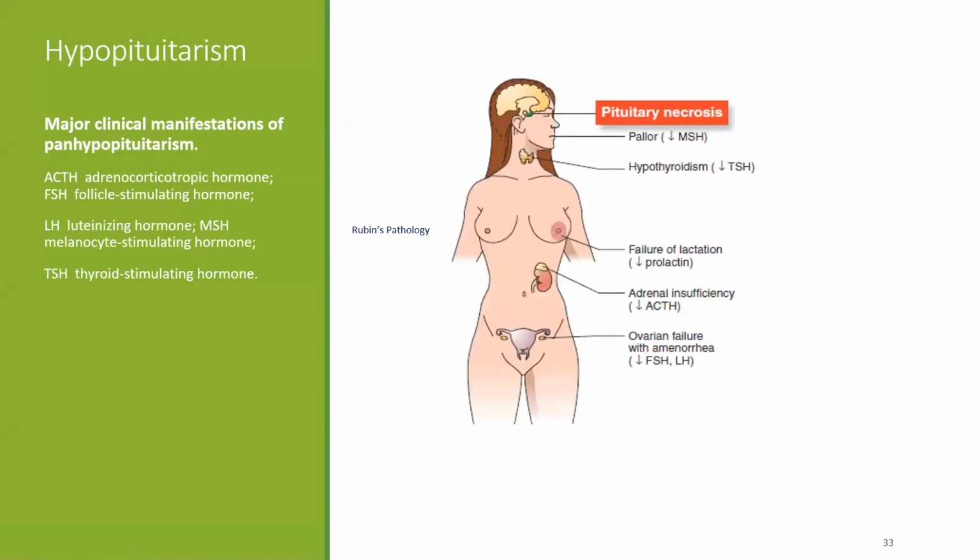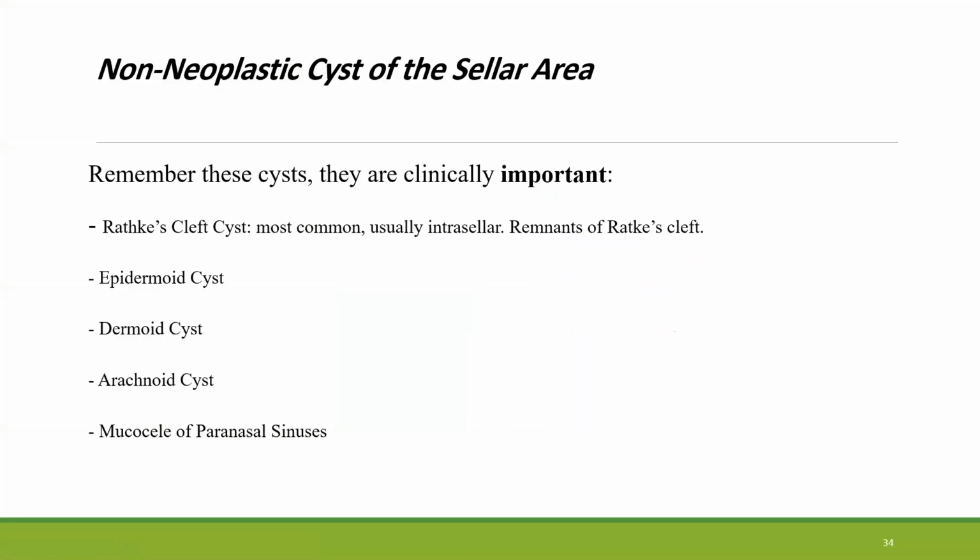This is Sheehan syndrome, where we have necrosis in the anterior pituitary gland, and it causes all of the features of Sheehan syndrome. Remember the neoplastic cysts of the sellar area.